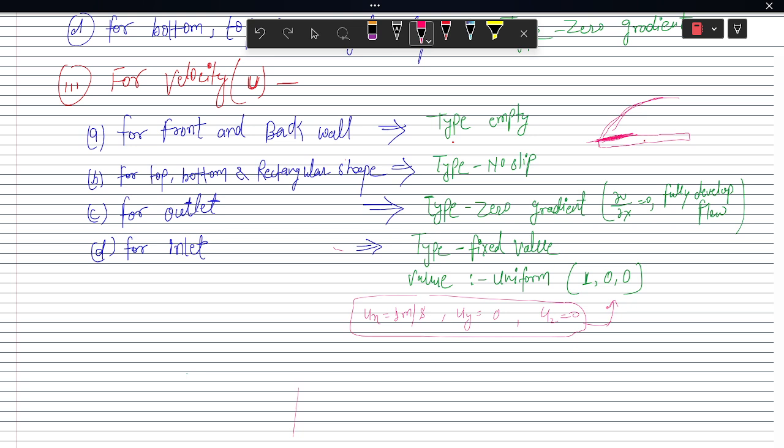Okay, so now we are going to open it and simulate this.